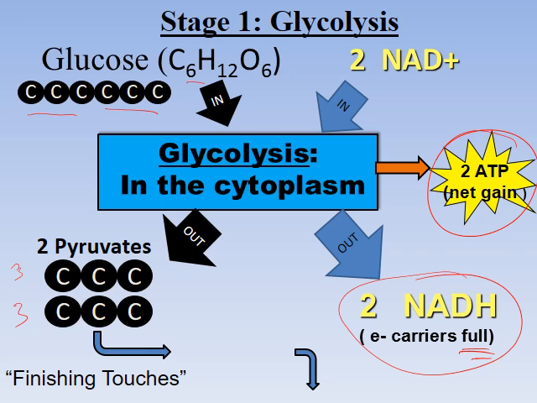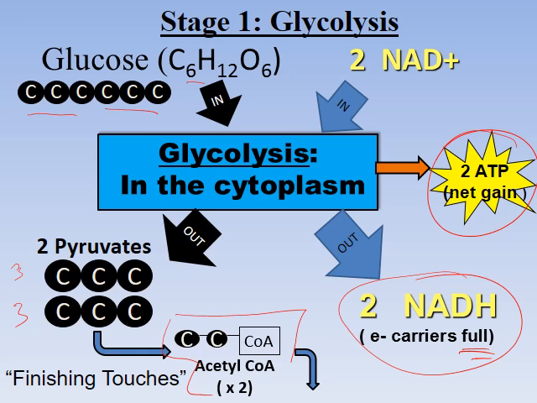Now, the pyruvates are not in their final form. They're going to be slightly modified and turned into this stuff called acetyl-CoA, which looks like this. And there's going to be 2 of those as well before they go on to stage 2. So 2 things go in, 3 things go out. The 3 things that come out: you have your ATP, 1, your full electron carriers, 2, and then your acetyl-CoA or your 2 pyruvates, depending on your perspective, 3. And then again, glucose and NAD plus are what go in. 2 NAD pluses are what go in.